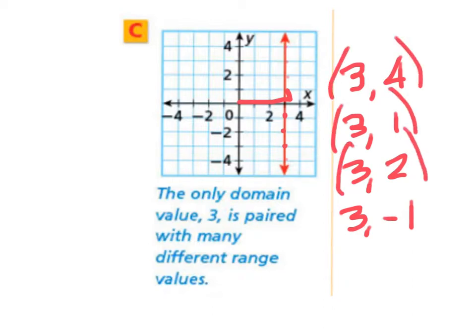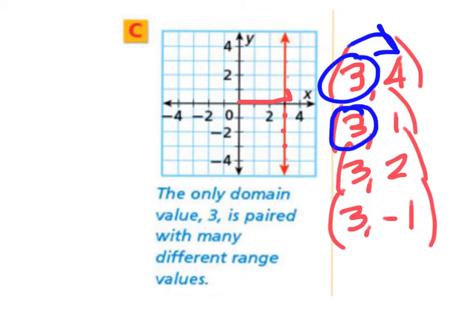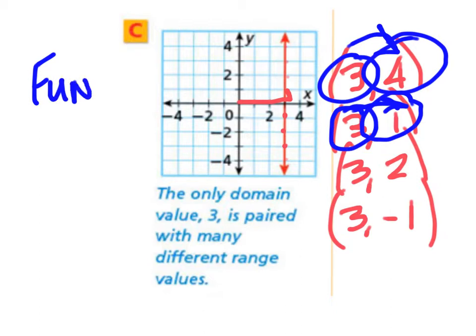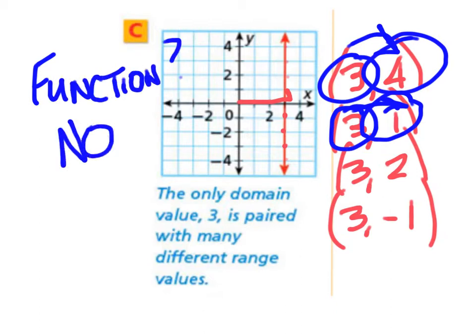Whenever you have a bunch of ordered pairs and you have an x value that's 3, and let's say you get back a 4, or you could get an x value that is 3 and you also get back a 1. If you have two x values that are the same, like these 3's, but your y values are different, this would not be a function. The answer would be no.